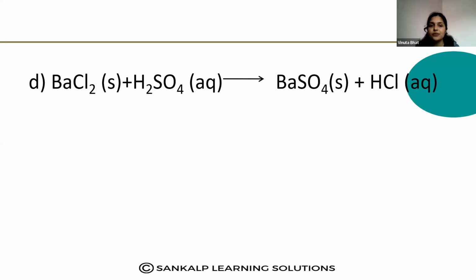Barium chloride reacts with sulfuric acid. It forms barium sulfate and hydrochloric acid. Check the barium, that is the same in the product and the reactant, and the chlorine. Chlorine is different. BaCl2 is there here, only HCl is there, right? So I will add the 2. Chlorine is balanced. Check the hydrogen, here 2 hydrogen, here also 2 hydrogen, sulfate the same, and oxygen also the same. So now it is balanced.